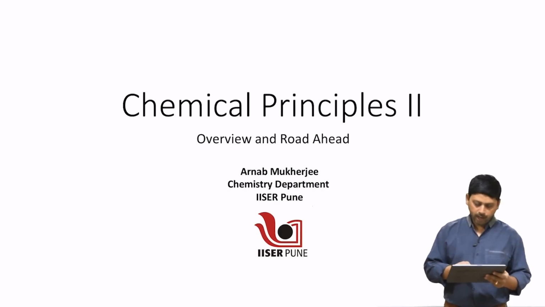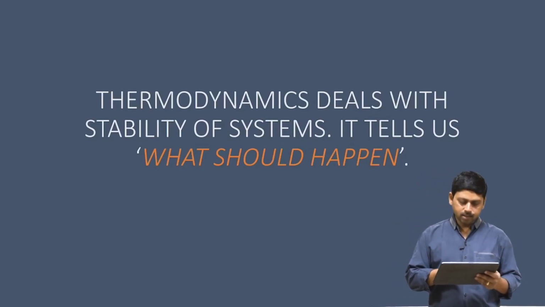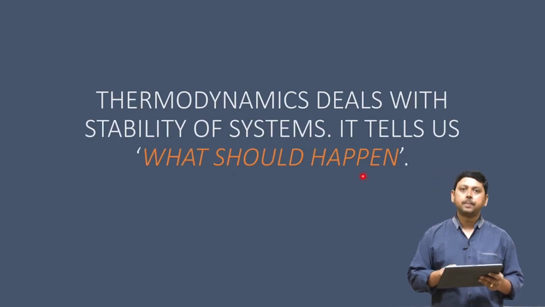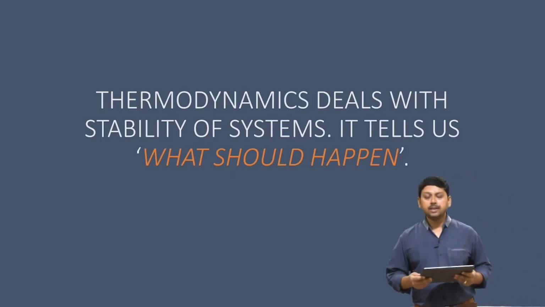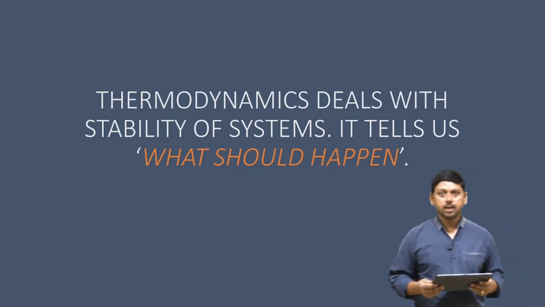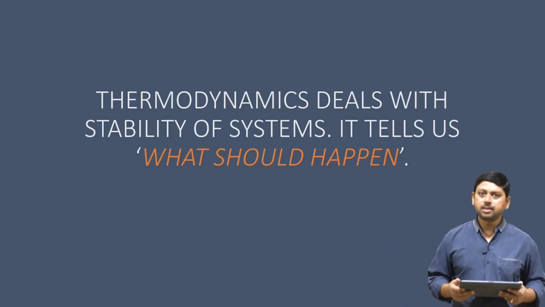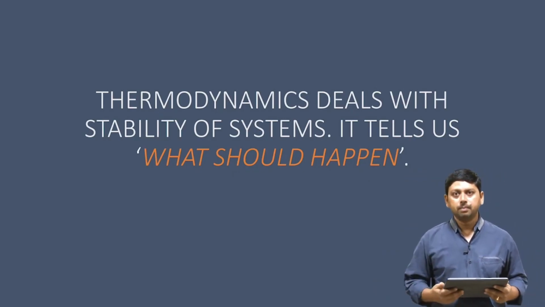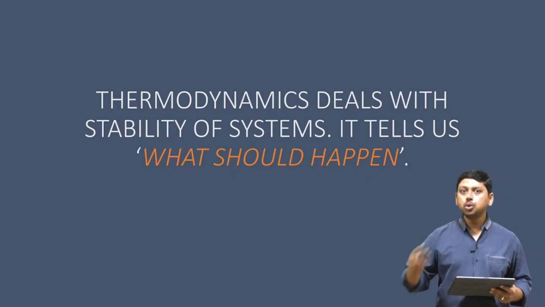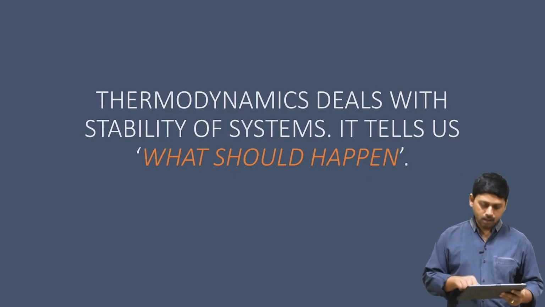So, overview and the road ahead. Thermodynamics deals with the stability of the system. It tells what should happen, whereas whether it would happen or not is a question of chemical kinetics. Let us say we know from thermodynamics that something would happen in a million years, but we will not be able to observe it because it will take a long time. So, what should happen is the thing that thermodynamics tells us.